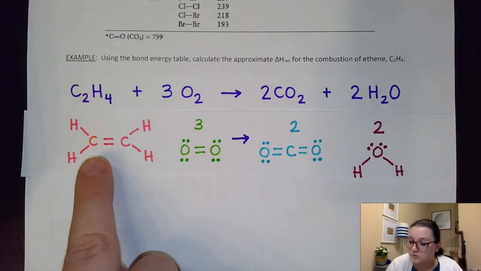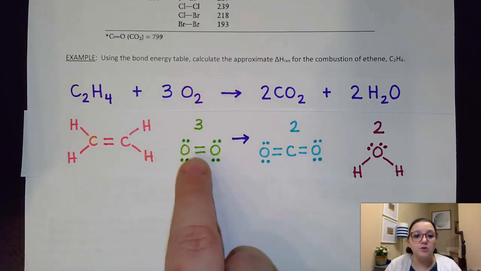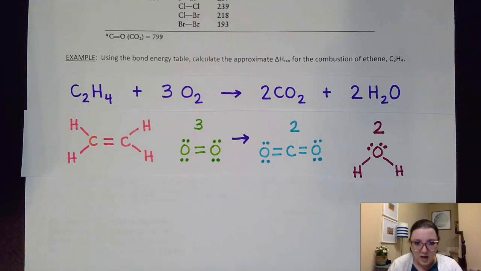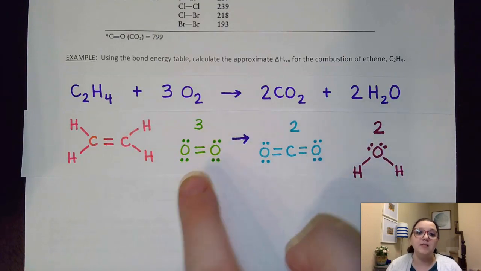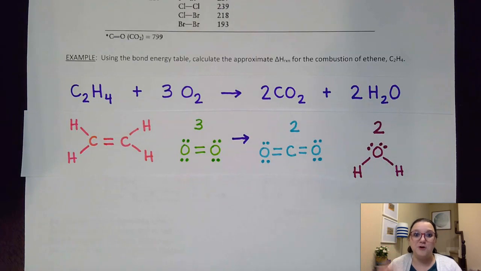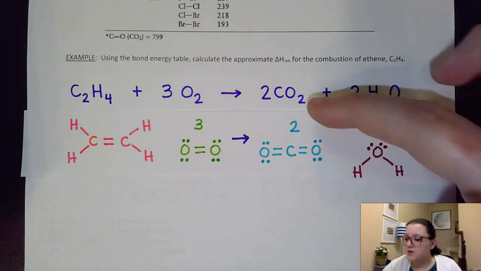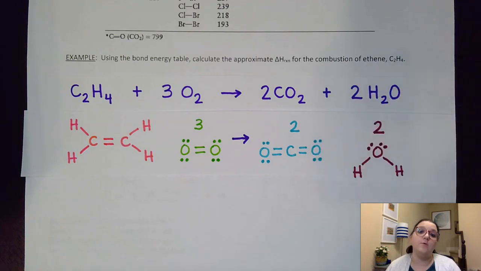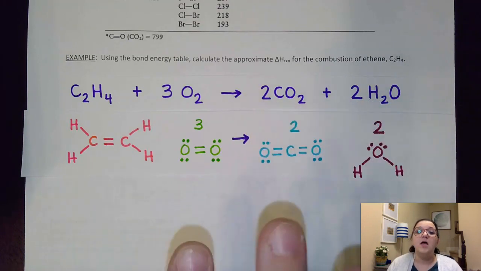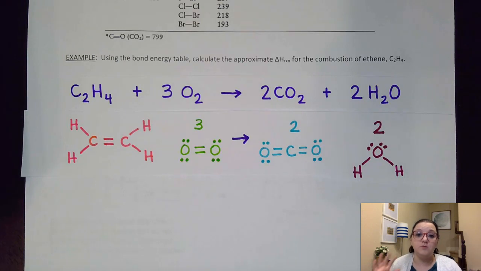So here's the C2H4. Here's the 3O2. Now, instead of drawing it 3 times, I just put a 3 above it to indicate that I would have that structure occurring 3 times. Same thing goes for the CO2 and the H2O. Those two structures are each occurring twice based on my coefficients, and so I just put those coefficient values above those structures instead of drawing it twice.